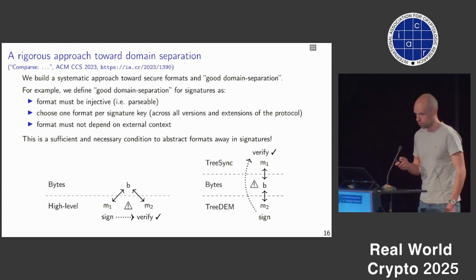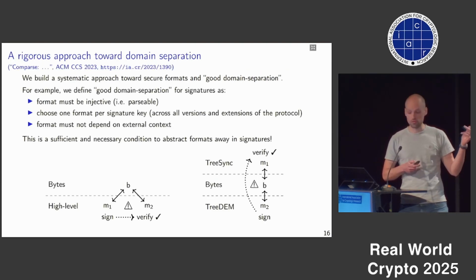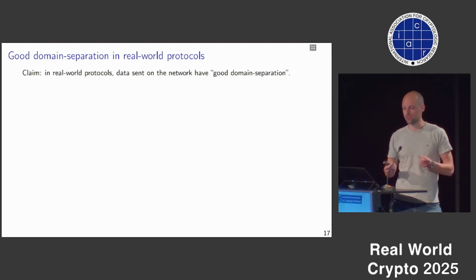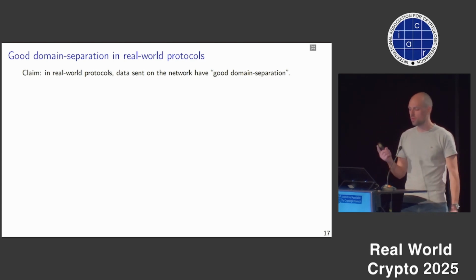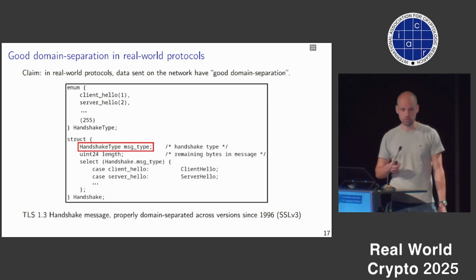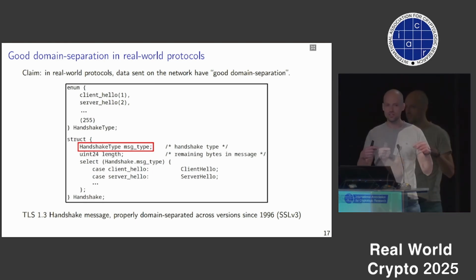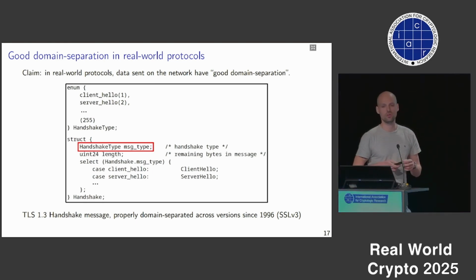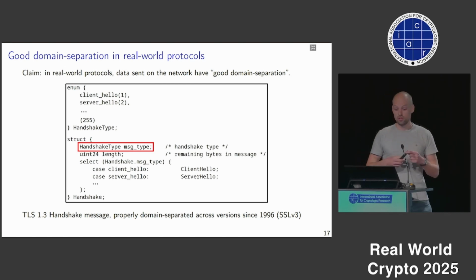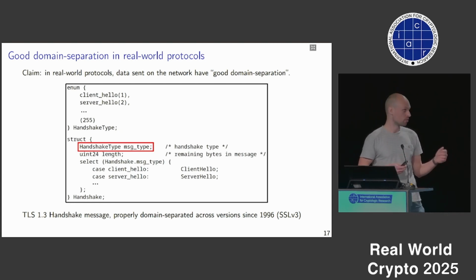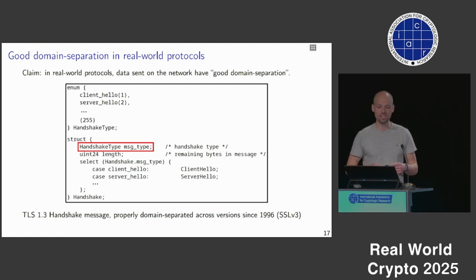And so we may ask, is it difficult to create a format with these properties? And I claim that in real-world protocols, when some data is sent on the network, it will obey this good domain separation property because it must be parsed. As an example, if you look at the TLS 1.3 handshake message, it's a tagged union, and the tag is designed in a way that it can evolve throughout different versions of TLS. So this handshake type here exists since 1996. So I claim that the TLS 1.3 handshake message is well domain separated since I was born.